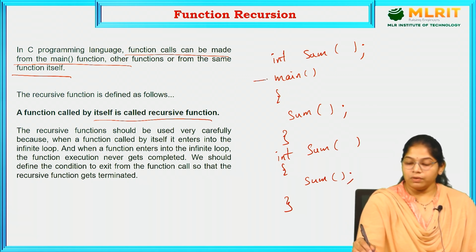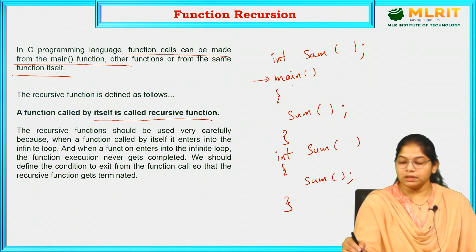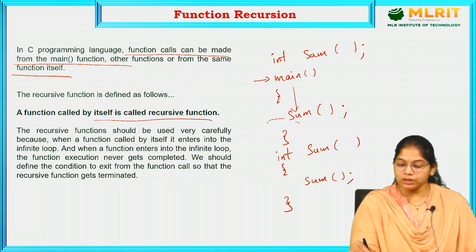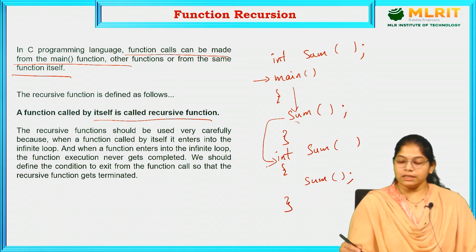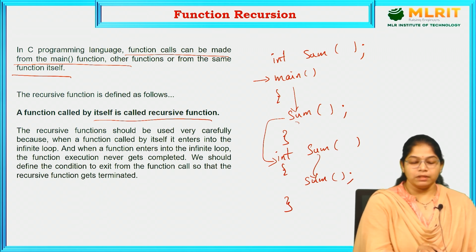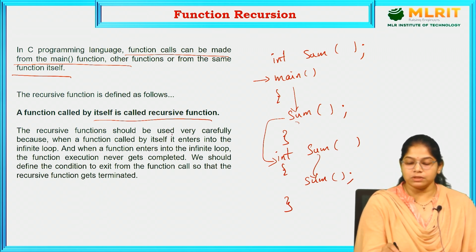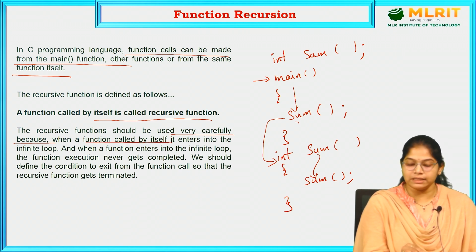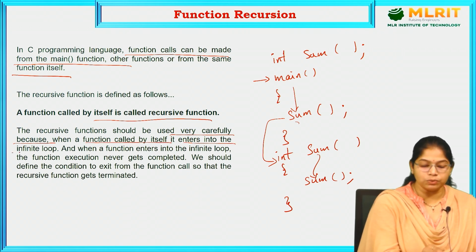Now the control goes to main. First, in main we have a function call, so the control goes to the function definition. In this function definition, we are calling the same function, sum. The recursive function should be used very carefully, because when a function is called by itself, it enters into an infinite loop.